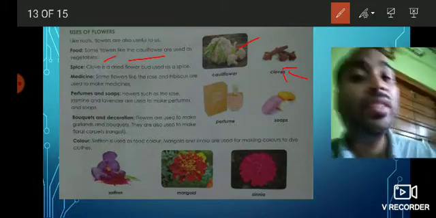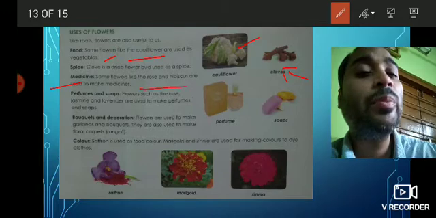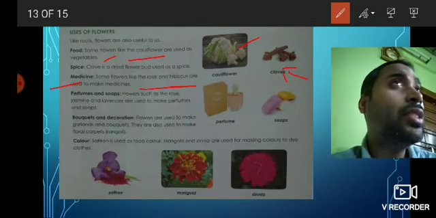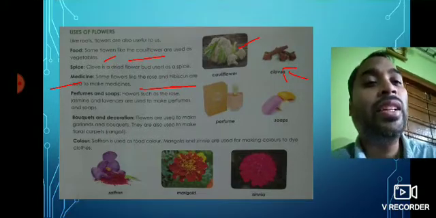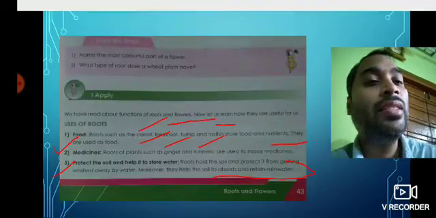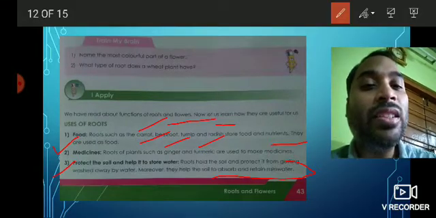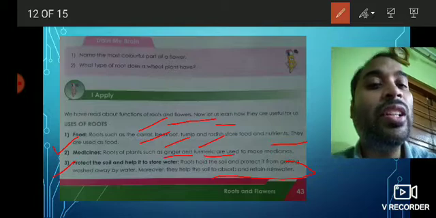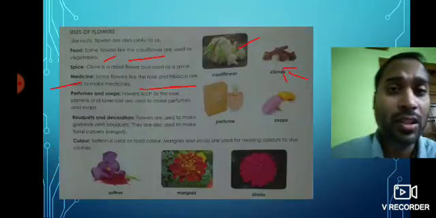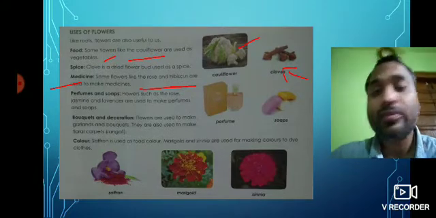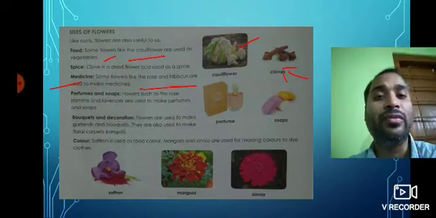Then we have medicines. Some flowers like rose and hibiscus are used to make medicines. Now, what were the roots that were used to make medicines? It was turmeric and ginger. So here you can see the roots which are used for making medicines are ginger and turmeric. Please remember these examples, they are very useful. You have to remember these examples, underline all the important examples mentioned in this paragraph.